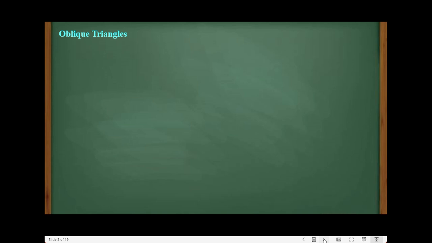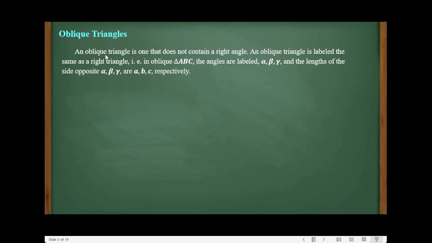Now let us begin with oblique triangles. What are these triangles? From the definition, an oblique triangle is a triangle that does not contain a right angle. An oblique triangle is labeled the same as a right triangle. That is, in oblique triangle ABC, the angles are labeled alpha, beta, and gamma, and the lengths of the opposite sides are A, B, and C, which are opposite alpha, beta, and gamma respectively.